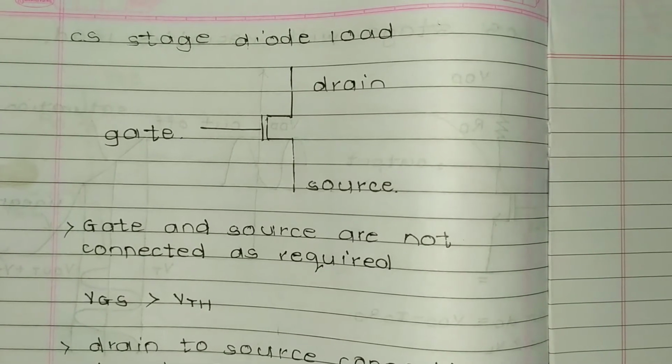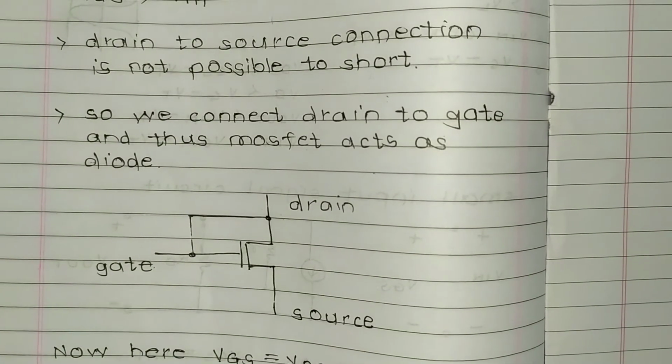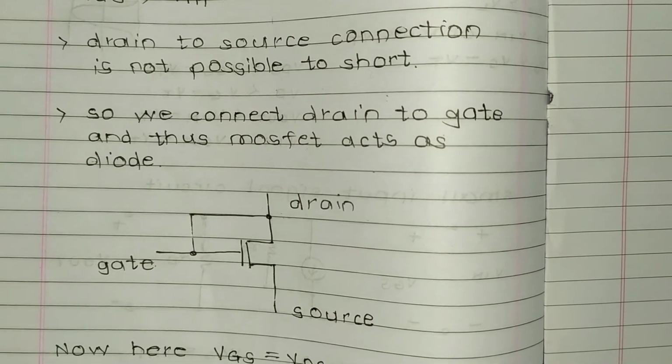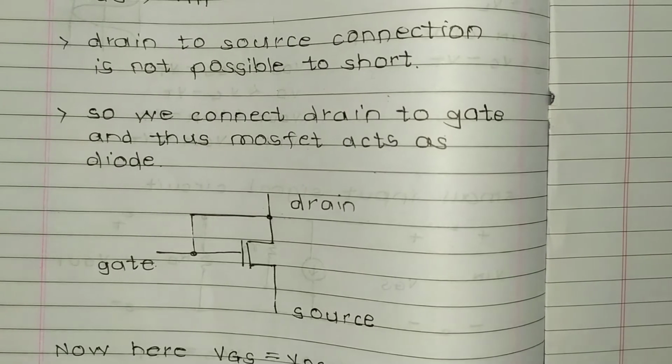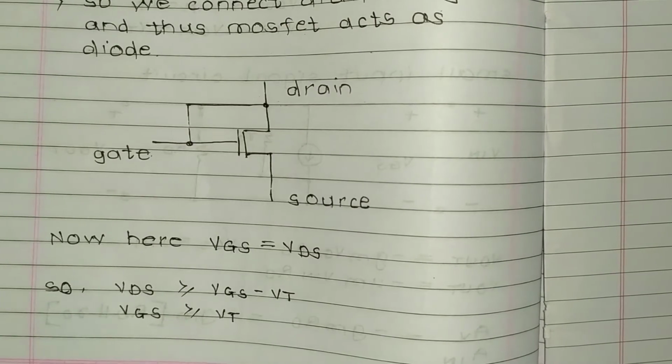Drain to source connection is not possible to short, so we connect drain to gate, and thus the MOSFET acts as a diode. As shown in the figure, gate and drain are connected, and so now we have VGS equal to VDS. So VDS is greater than or equal to VGS minus VT, and VGS is greater than V threshold.